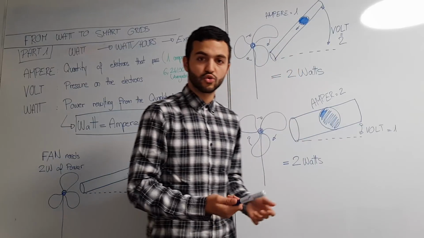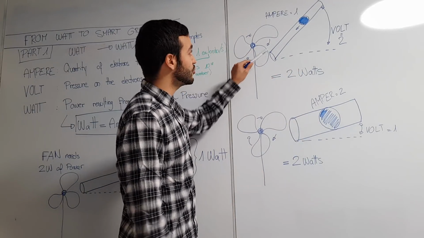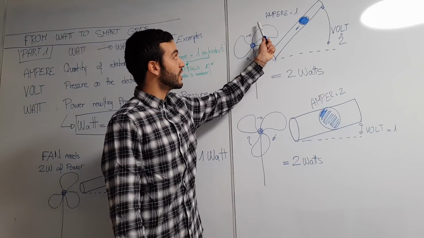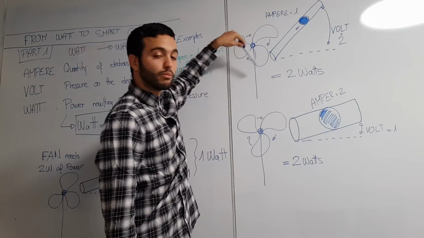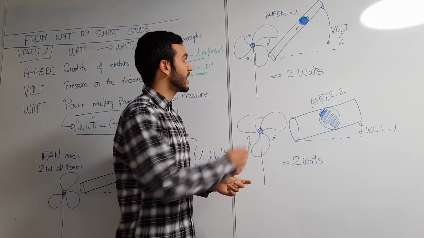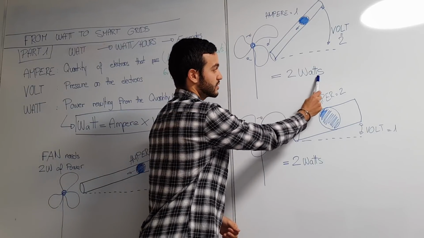So let's start with the first one. You increase the voltage. In this case, you see you still have the same tube, and so the same quantity of ampere, which is 1, but you increase the voltage. So you see there will be more pressure on the ampere, and so the blades will start running because we have a power of 2 watts.